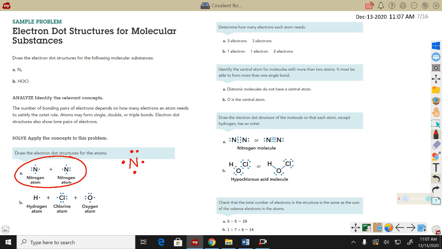And so we're going to put the pairs on the outside, and then the 3 singles can line up toward the center. Okay, so let's focus on this N2. So then the next thing it says is determine how many electrons each atom needs. Well, 3 more, right? There's already 5 valence electrons. We're going for 8. So each nitrogen is going to need to make 3 bonds.